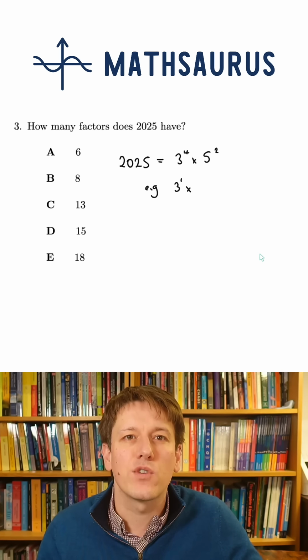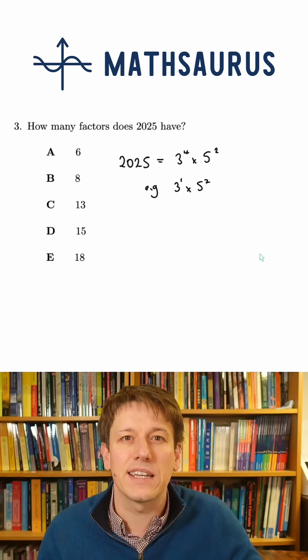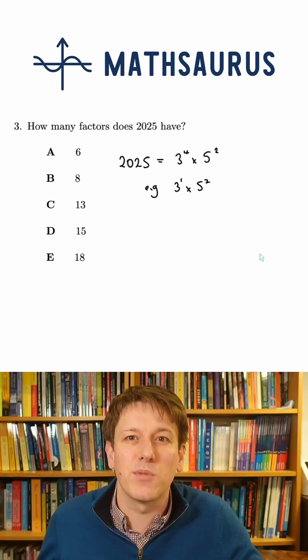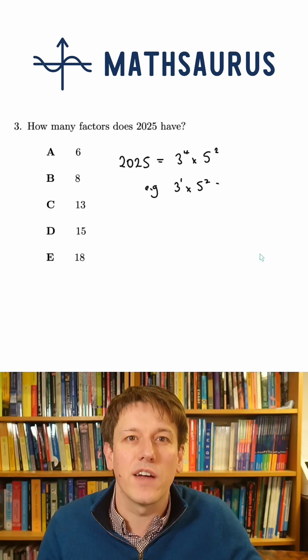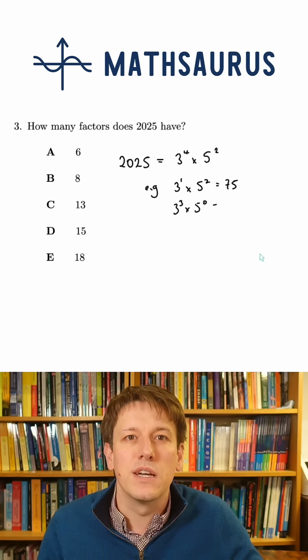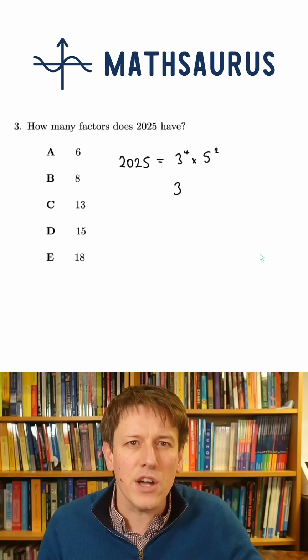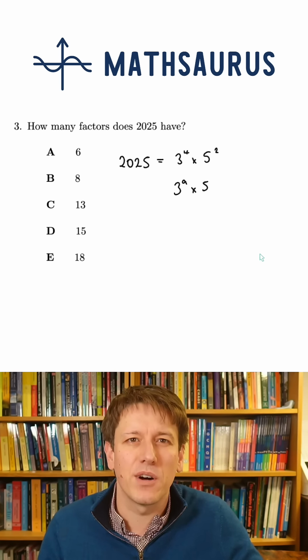In fact, anything where we've got 3 to the power of something times 5 to the power of something, where the powers are less than 4 on the 3 and less than 2 on the 5, or equal to it, will be a factor of 2025, because I could multiply it by the remaining 3s and 5s to get up to 2025. So I could have, for example, 3 to the 1 times 5 squared is 75, 3 cubed times 5 to the 0, because anything to the power of 0 is 1, would just be 3 cubed, so that would be 27. I don't really want to just write all of these out one at a time though, so can we find a smarter way?